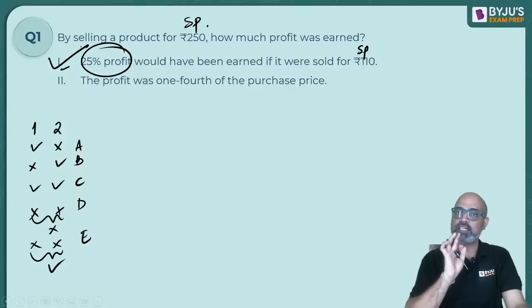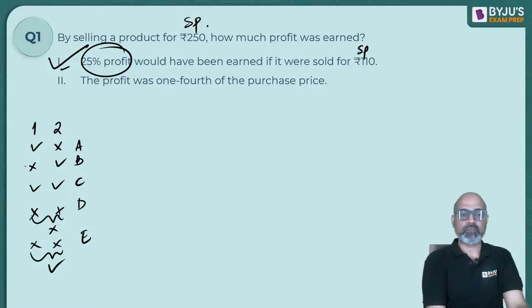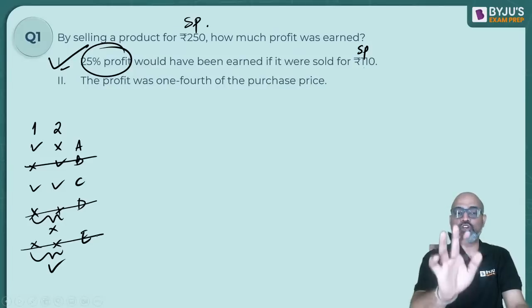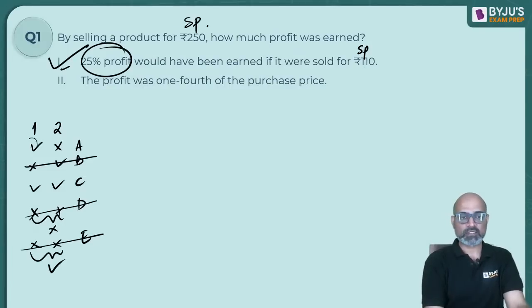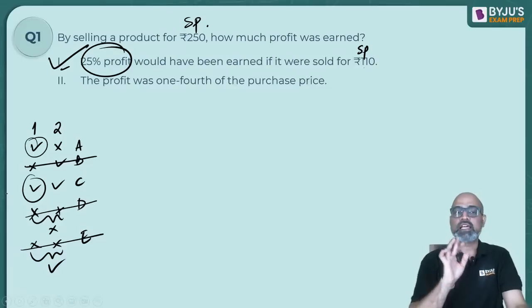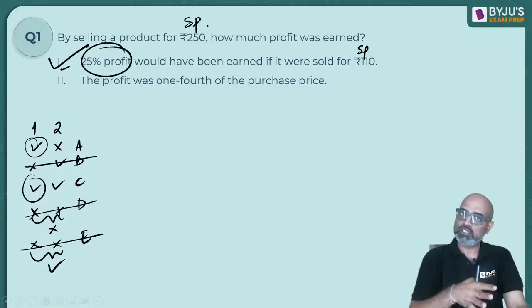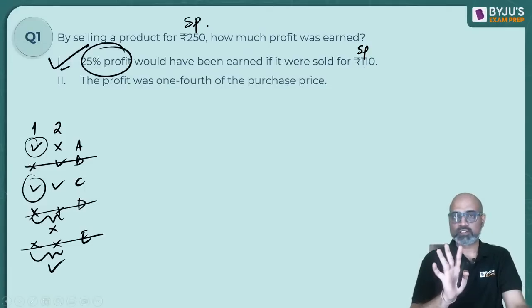Right? So the first statement already gives an answer. The moment the first statement gives an answer, B can't be your answer, D can't be your answer, E can't be your answer. It's going to be either A or C, because the first statement already gives an answer. Let's go to the second statement. Depending upon whether the second statement gives you an answer or not, you are going to mark A or C.